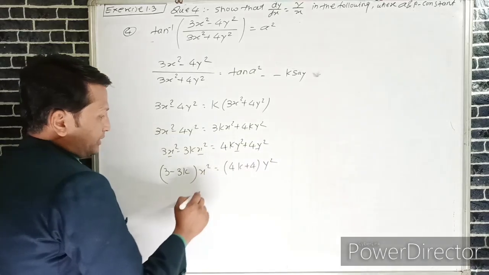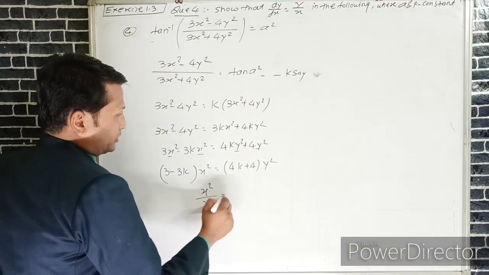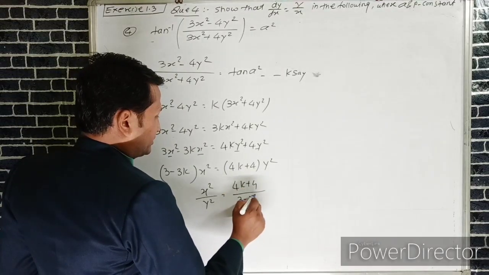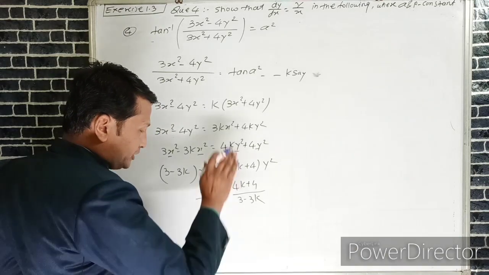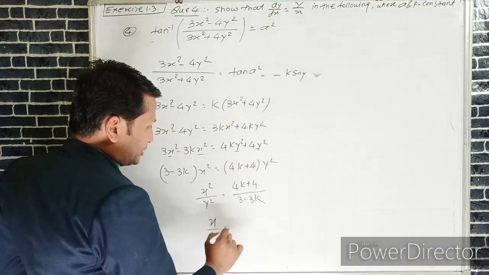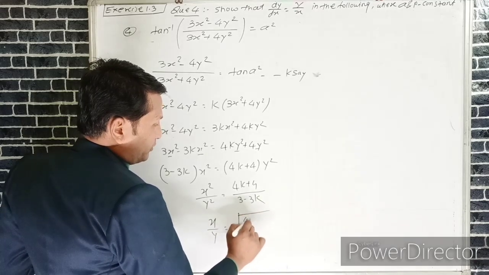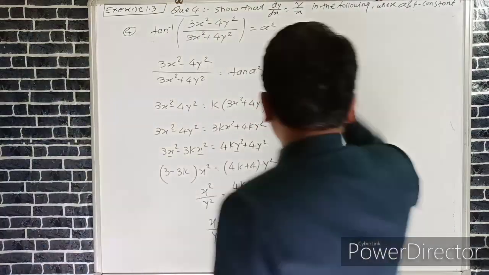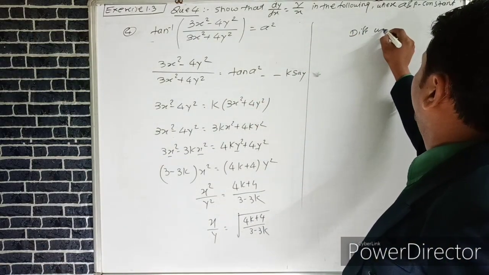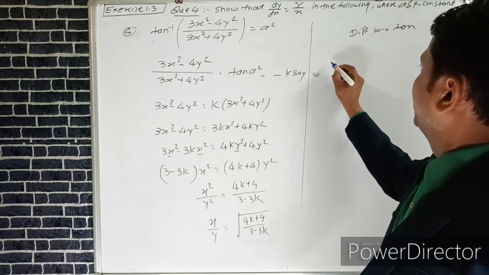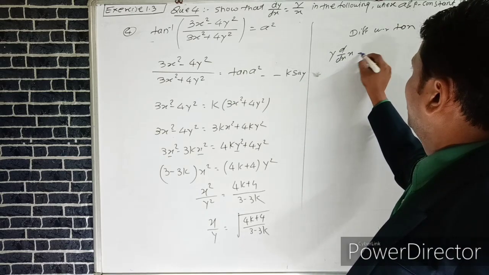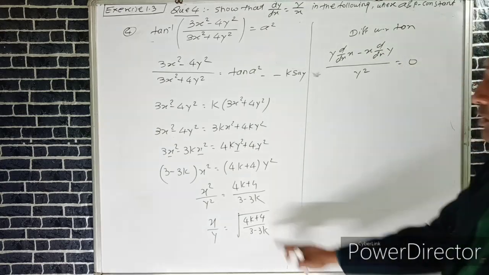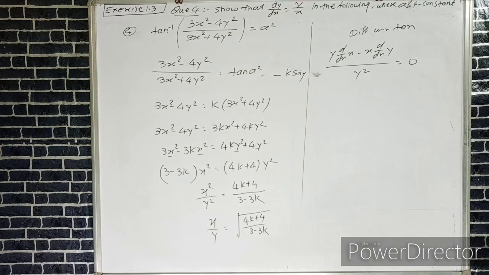If we take y square to the left side, x square upon y square is equal to (4k plus 4) upon (3 minus 3k). If we take the square root on both sides, then we can write x upon y is equal to under root of (4k plus 4) upon (3 minus 3k). Now if we differentiate this term with respect to x, then we can write (y into derivative of x minus x into derivative of y) upon y square is equal to this whole term, which is a constant function, and the derivative of a constant function is 0.